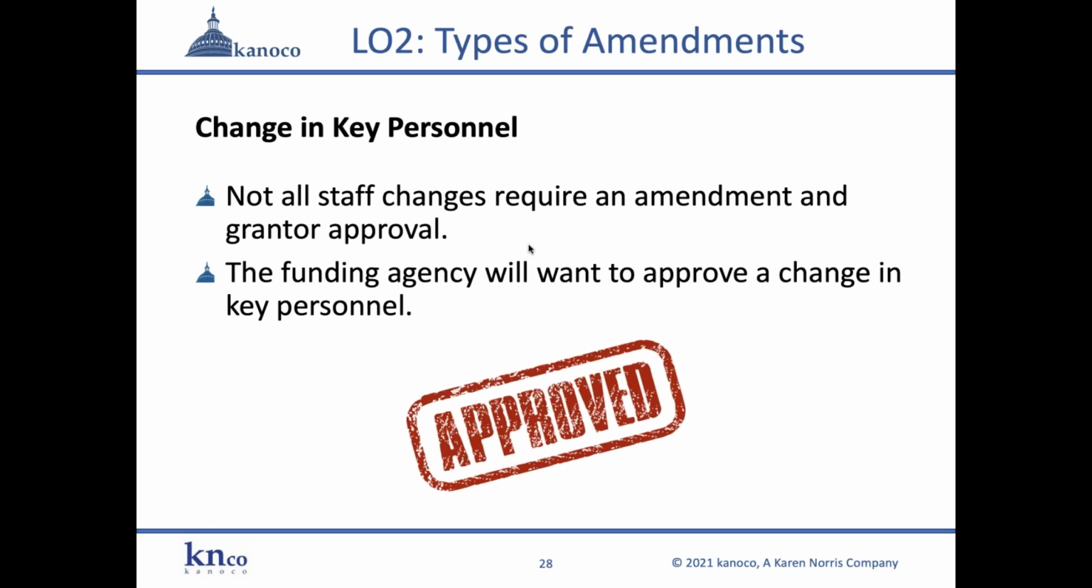Not all staff changes require an amendment and grantor approval. If you have a health grant and there are 200 nurses on the project, every time one of these nurses changes a position, that's not important to include in an amendment request typically for the granting agency. But if it's a change with the key person, like the principal investigator or the project director, they generally have the right to approve the new person coming in.